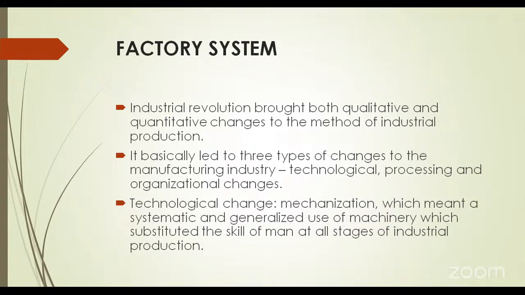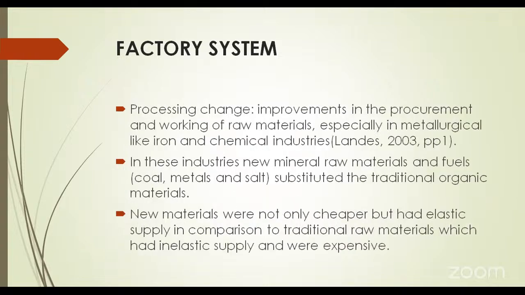Technology changes: mechanization and the systematic and generalized use of machinery substituted the skill of man at the stages of industrial production. And it was required because the population had started increasing. Now, to feed that extra population, you needed the use of machines. Processing changes: improvements in the procurement and working of raw materials, like metallurgy.